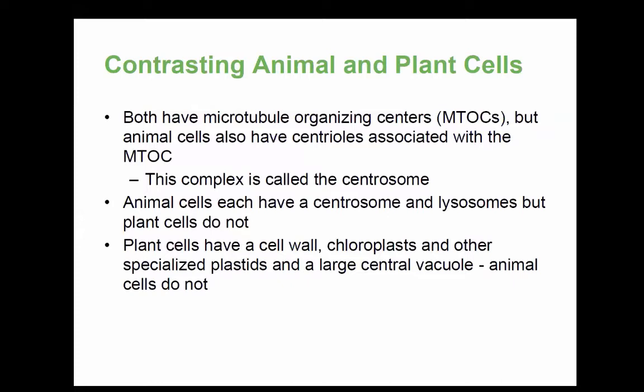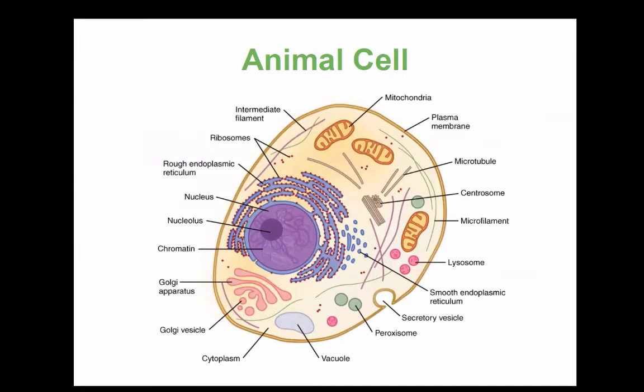They have low pH. Finally, plant cells have cell walls, chloroplast, and other specialized plastids, such as leucoplasts. They also have a central vacuole. Animal cells do not have these structures. Now, here is another image of an animal cell. Notice you have a cell membrane here, and different internal membrane-bound organelles are shown here.